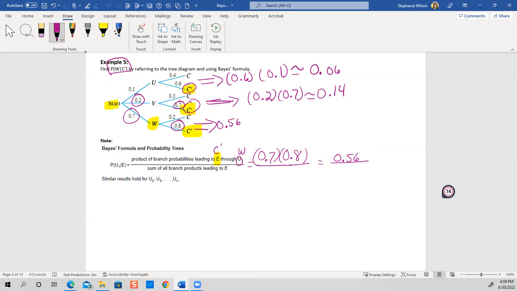Now what we're going to do is take the sum of them. So we can write it down here underneath that denominator to help see it. So now that I took all those, I take the 0.56 plus 0.06 plus 0.14, add those up and I get 0.76. And now divide those out and I get 0.737, going to the nearest thousandth. And that's the answer for that one.